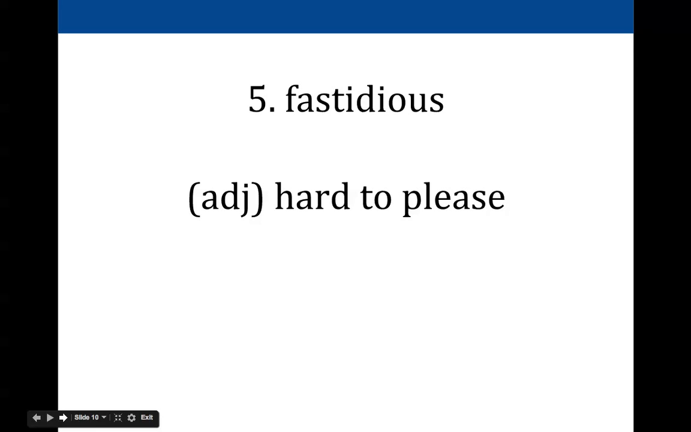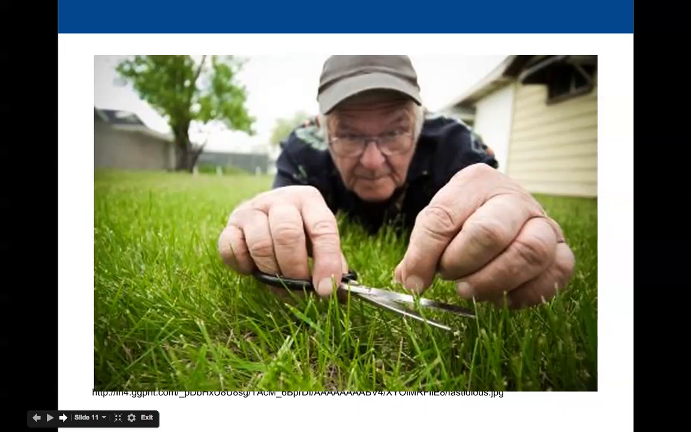If I work really hard to accomplish tasks, and then someone hands in an assignment to me as a teacher that doesn't look like they spent much time or energy or put much effort into it, I'm going to be disappointed, because in some ways I can be very fastidious. And here's a picture of a gentleman with his clippers out, making sure his grass is perfect. I would not want to be this gentleman's gardener or landscaper, because he clearly looks like he would be very fastidious.